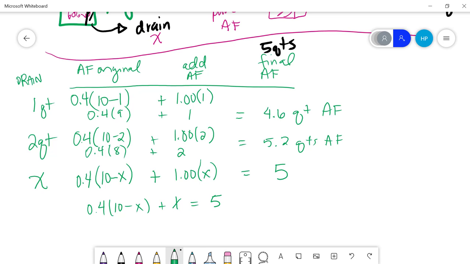And then, of course, you can go ahead and solve that, and I don't think that's the problem. You can solve that and you get X equals 5/3, or you could write that as 1 2/3 quarts. So you're going to dump off 1 2/3 quarts of your 60-40 mixture and replace it with 1 2/3 quarts of 100% antifreeze. Okay, so that was one way of doing it.